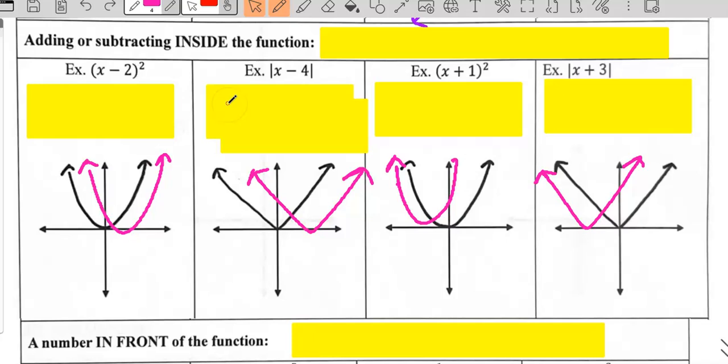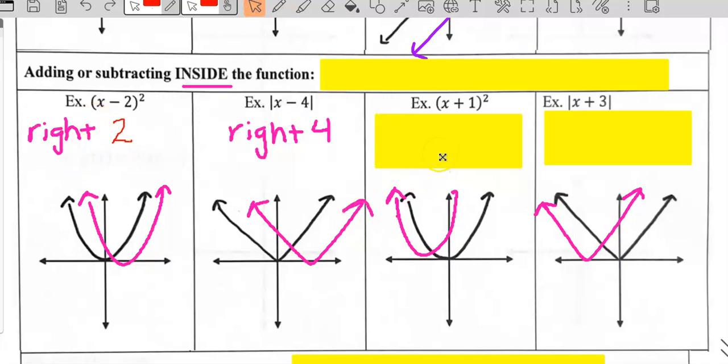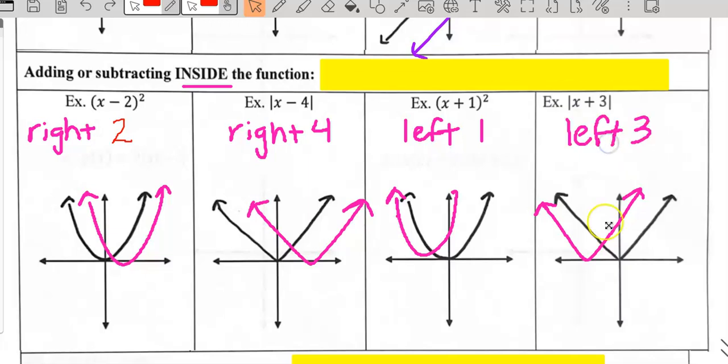On the second section, adding or subtracting a number inside the function. So notice you have to have parentheses or bars to have it happen inside the function. So here's what your graphs should have looked like. Again, this graph is going to the right 2, this graph is going to the right 4, this graph went to the left 1, and this graph went to the left 3.